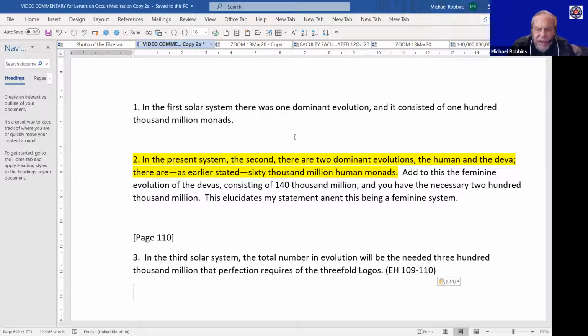As I say, when he tells us that 6/7 are out of incarnation, it does seem, given the number of human monads in incarnation now, that the 60 billion or 60,000 million would have to apply to our Earth scheme. I've been puzzling over that for a long time.